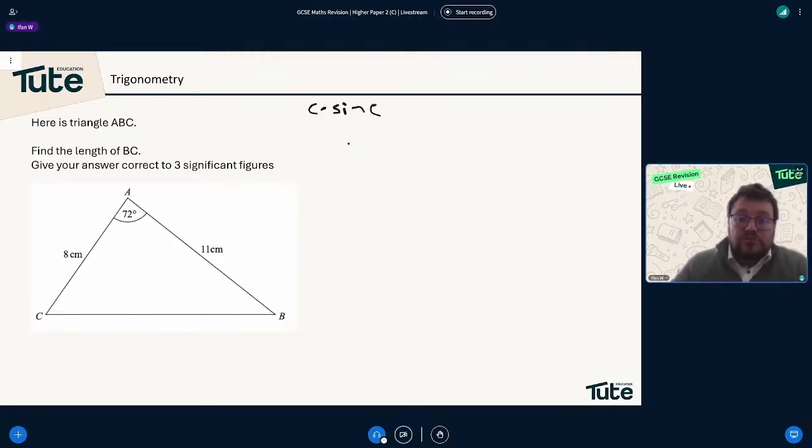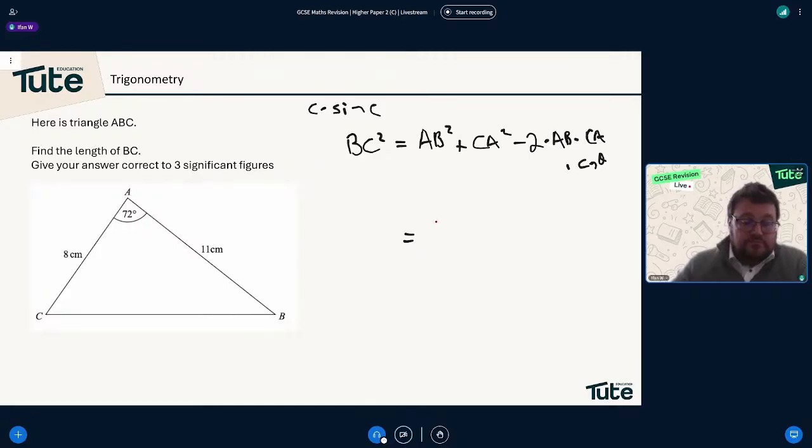Now, the cosine rule will also be in the front of your paper, so look for it. What it's telling me here is that I want to find BC, so BC squared would be equal to AB squared plus CA squared, take away 2 times AB times CA times cos of the angle. And of course, what I can do now is slap in the information: 11 squared plus 8 squared.